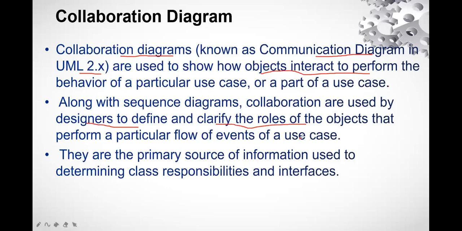That means it is going to clarify all the roles of all the objects and what they are going to perform in a specific flow, in a specific order of sequence of events. They are the primary source of information used to determine class responsibilities and interfaces, right? So this is what a collaboration diagram is. Now we are going to see how we can design the collaboration diagram.